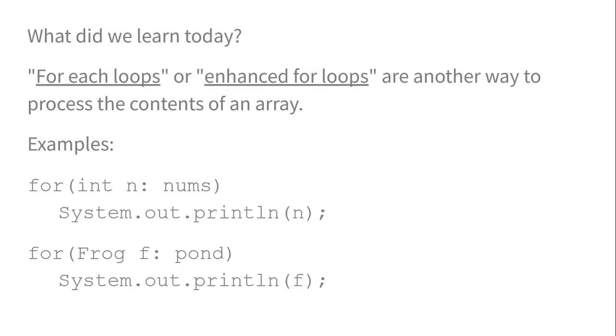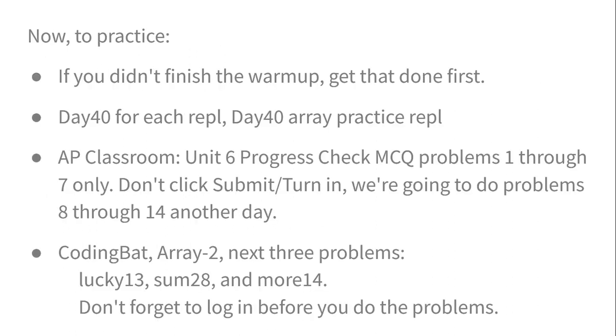I think that's it. What did we learn today? For each loops, or enhanced for loops, are another way to process the contents of an array. And here are 2 examples: int n colon nums, System.out.println n, and I did it with frogs. If you're doing a frog, you have to say frog here. And it doesn't have to only be one-letter variables. It could be frog, my frog, this frog, happy frog junior, colon pond. And you're going to get all the frogs one at a time put into that temp variable.